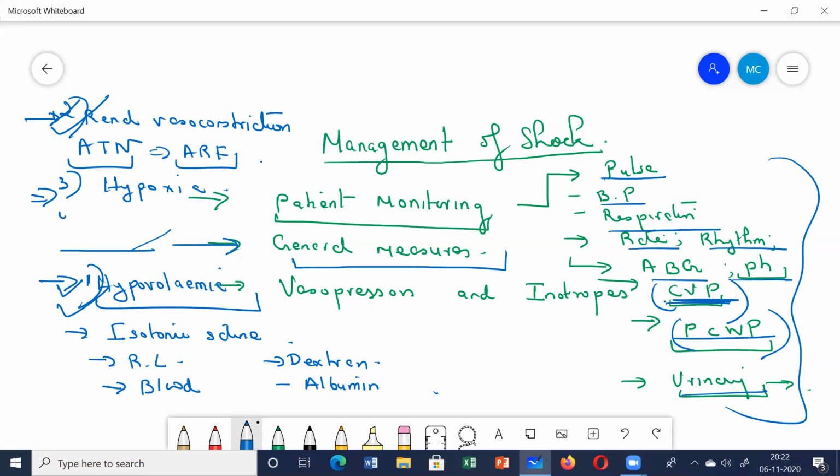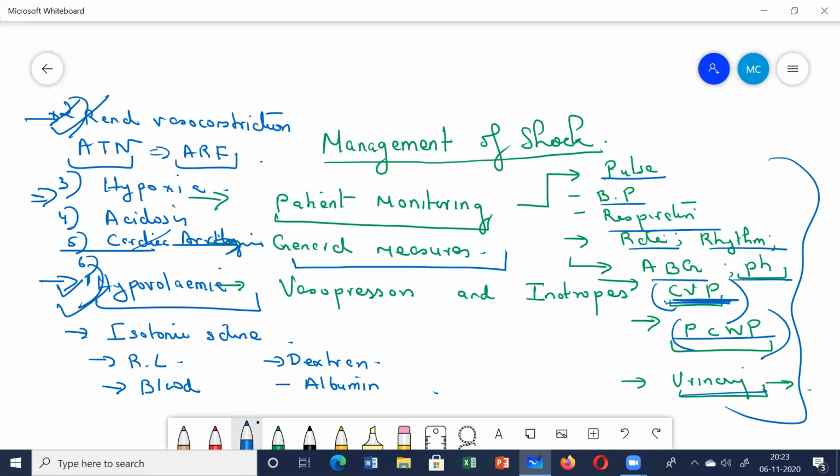Then what other complications can occur in patients of shock? There can be acidosis. So how are you going to correct acidosis? By intravenous sodium bicarbonate, only if the acidosis is severe. And if the patient has also developed cardiac arrhythmias, then what are you going to do? You can give drugs like, I told you, amiodarone, lignocaine, or cardioversion, pacing. These are the different treatments if the patient has developed cardiac arrhythmias.